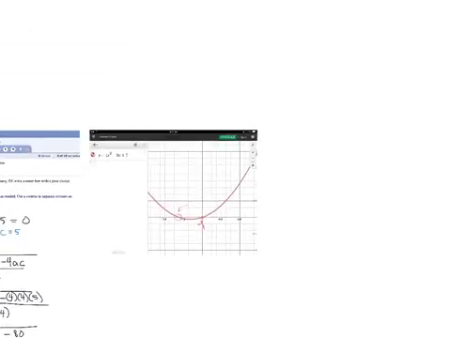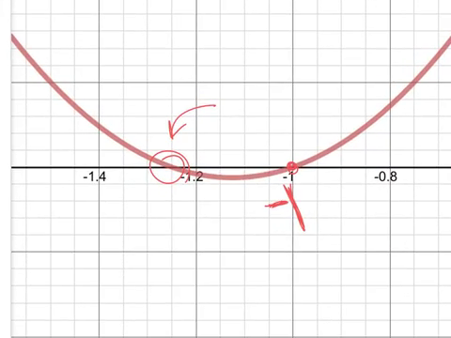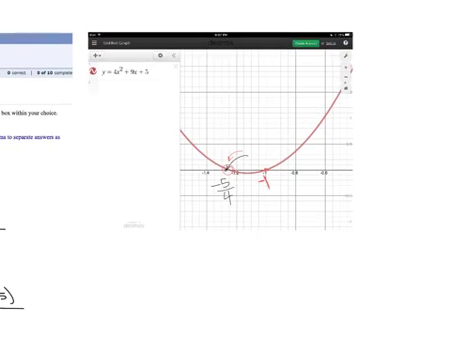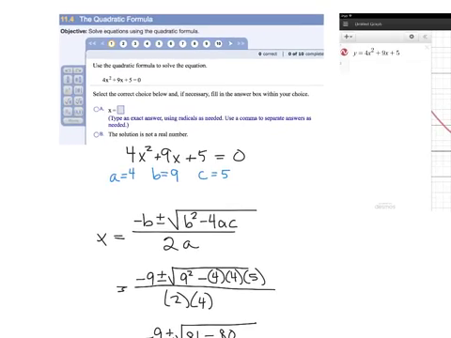So if we go up here and look at our graph, yep, sure enough, we knew x is equal to -1. It was this guy we didn't know, and it turns out it's -5/4. We never would have guessed that. But the quadratic formula tells us beyond a shadow of a doubt that's what it is.